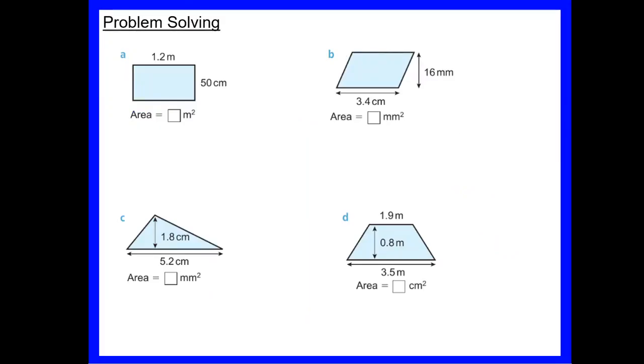Okay, so we've got some problem solving questions here. We're asked to find the area of each of the different shapes. So we've got a rectangle, a parallelogram, a triangle and a trapezium. You've been given the information in different types of units here, and we're asked for a particular unit for our answer. So pause the video, have a go, see if you can find the areas of each shape in the units asked for.